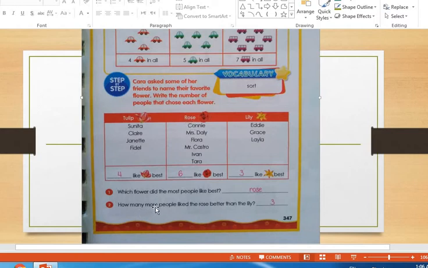How many more people liked the rose better than the lily? More than means what? Means that I'm going to make what? Subtract. Subtract means minus. I want to know the difference between the people who liked rose and the people who liked lily. So rose here is 6 and lily is 3. 6 minus 3 will give me, after 3, 4, 5, 6. So the answer will be 3.